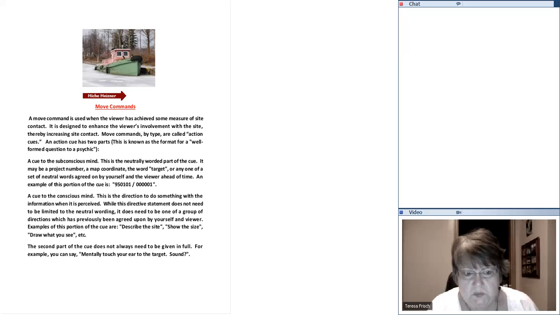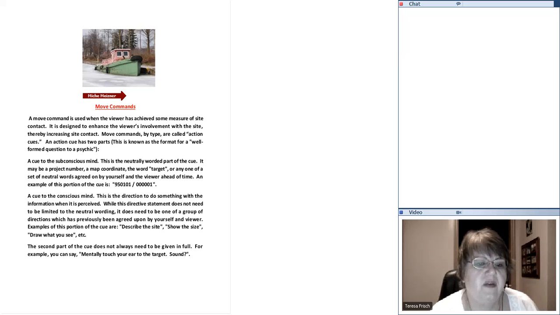And then there's the cue to the conscious mind, and this is the direction to do something with the information when it is perceived. While this directive statement does not need to be limited to the neutral wording, it does need to be one of a group of directions which has been previously agreed upon by yourself and the viewer. Again, that's from the monitor's manual, but it makes the important point. Examples of this portion of the cue are: describe the site, show the size, draw what you see. So that's the cue to the conscious.